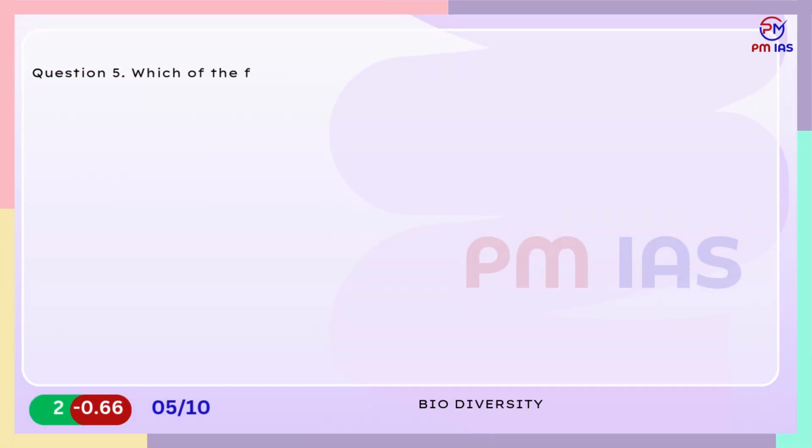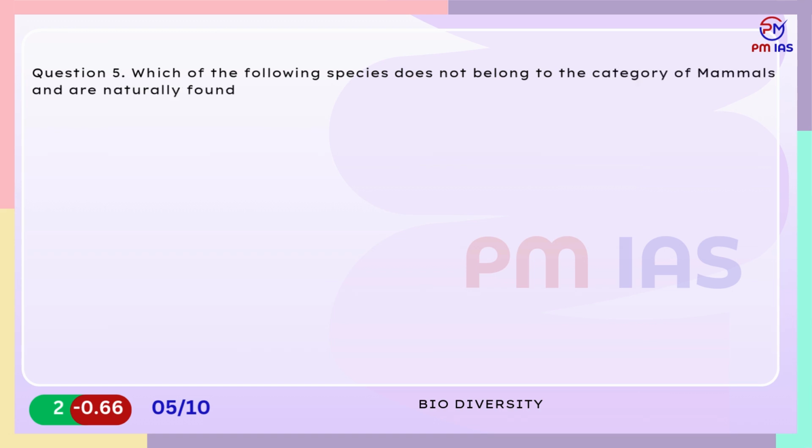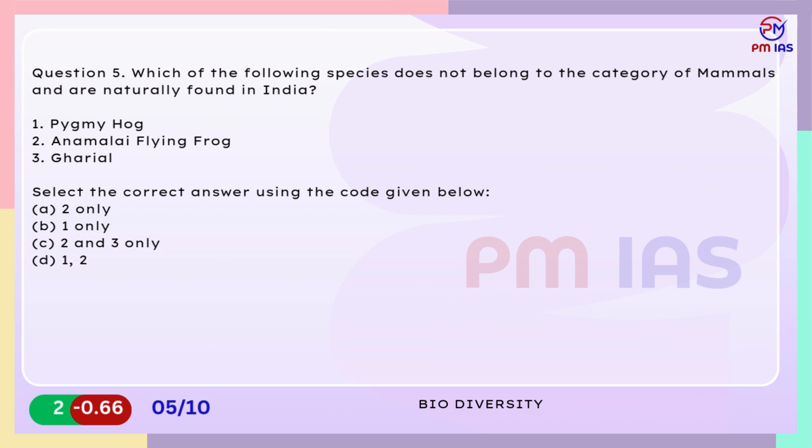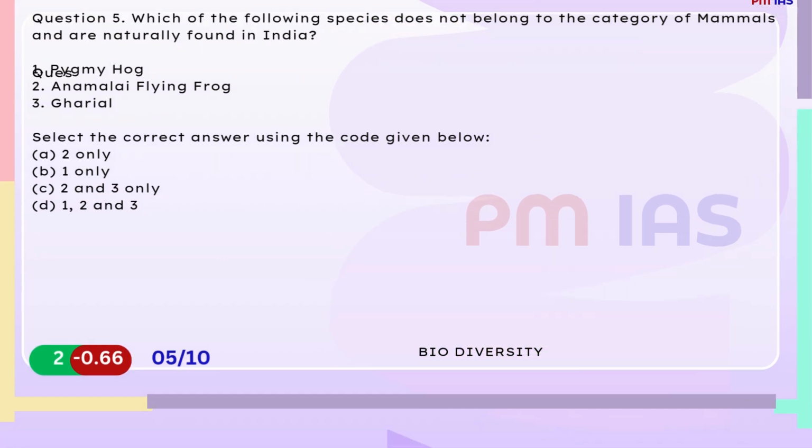Question 5. Which of the following species do not belong to the category of mammals and are naturally found in India? 1. Pygmy hog. 2. Anamalai flying frog. 3. Gharial. Select the correct answer using the code given below. A. 2 only. B. 1 only. C. 2 and 3 only. D. 1, 2 and 3.